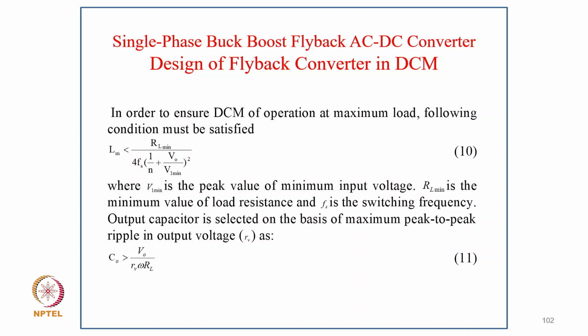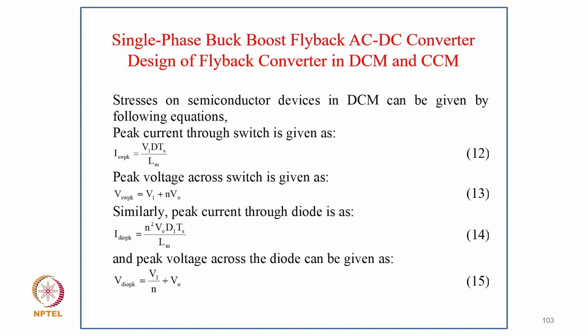The output capacitor is selected on the basis of maximum peak to peak ripple, and the output capacitor CO should be greater than VO divided by the ripple voltage times omega times RL. And the stress on the semiconductor switch in DCM can be given by the following.